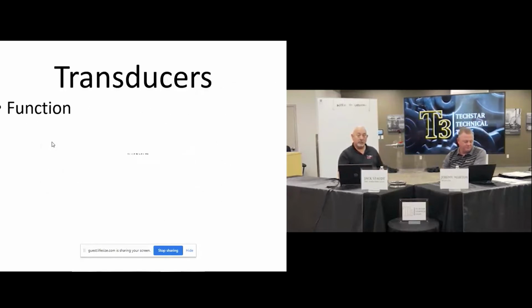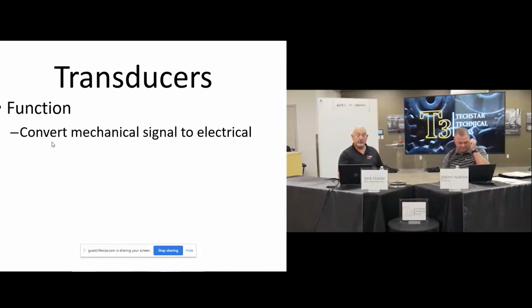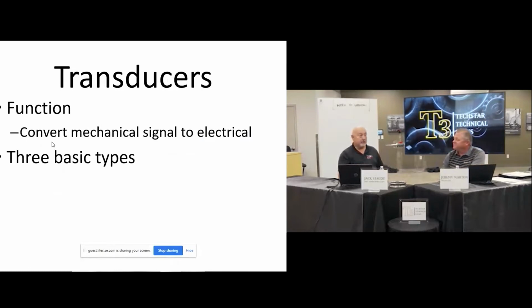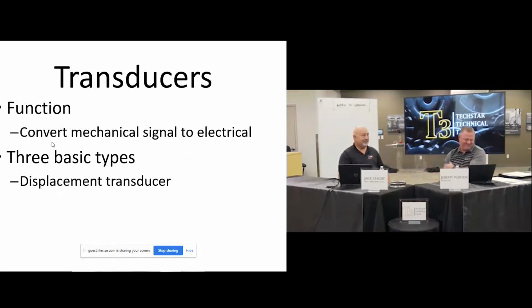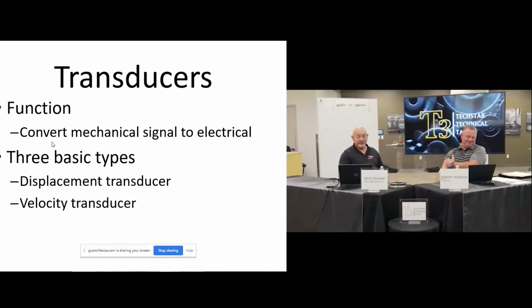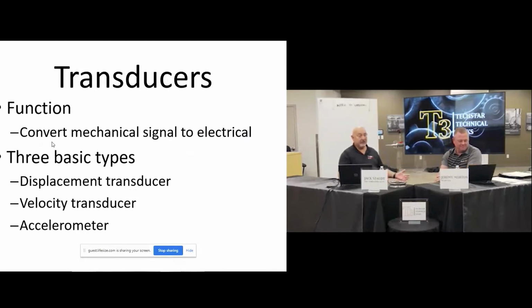So we'll talk a little bit about transducers, which convert mechanical signal to electrical. 3 basic types. And if you ever notice right here in vibration analysis, there's always 3. If somebody asks you how many ways you can do this, the answer is 3. Always 3. So just remember, if you don't take nothing else, there's always 3. So displacement transducers, velocity transducers, and accelerometers.